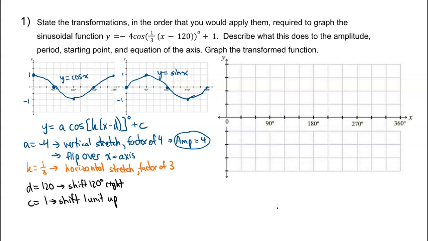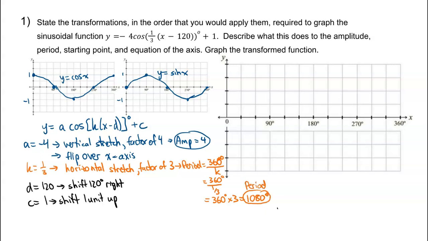The period, I already alluded to, is the normal period of 360 multiplied by 3. Well, why is it multiplied by 3? Well, the period and the k value are reciprocals of one another. So effectively, you're taking the 360 degrees and dividing it by a third. That's the same thing as multiplying that by 3. And so that gives you a period of 1080 degrees. So there's your period and your amplitude.